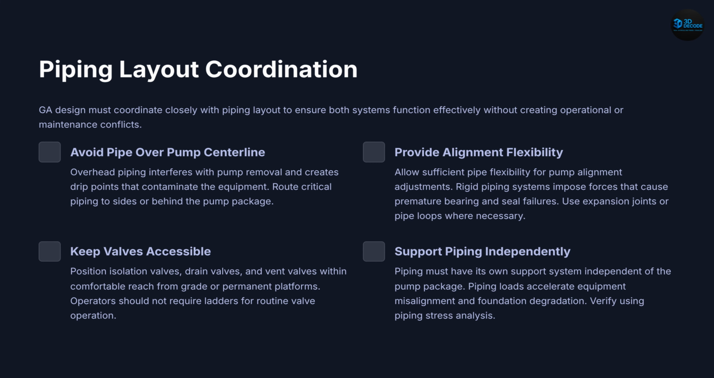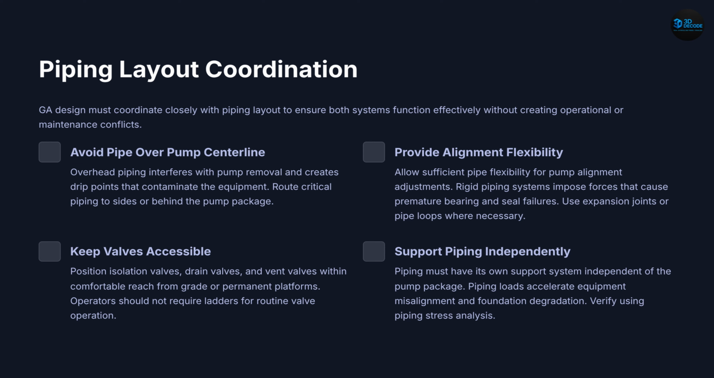Next, piping layout coordination. Now, this is where many engineers discover the reality of multidisciplinary engineering, because piping can completely destroy a good pump layout. The most common mistake? Piping directly above the pump centerline. Looks harmless during design, becomes a maintenance disaster later, because now rotor pull, motor lifting, and maintenance access become blocked. And even worse, overhead piping can drip contaminants directly onto equipment.